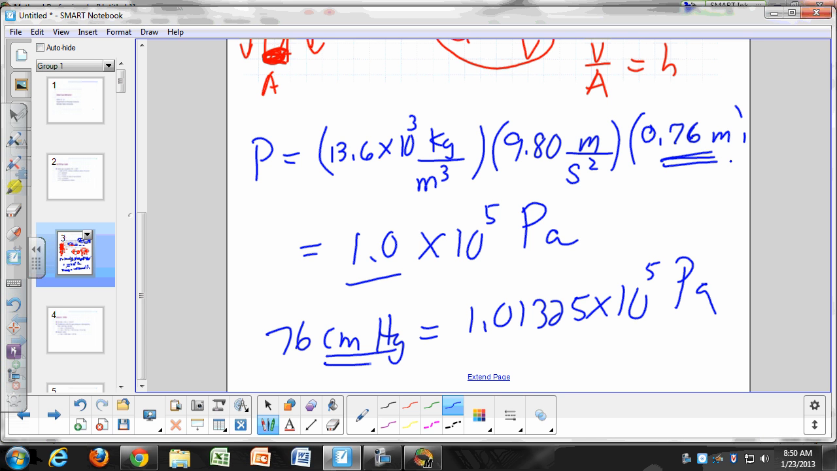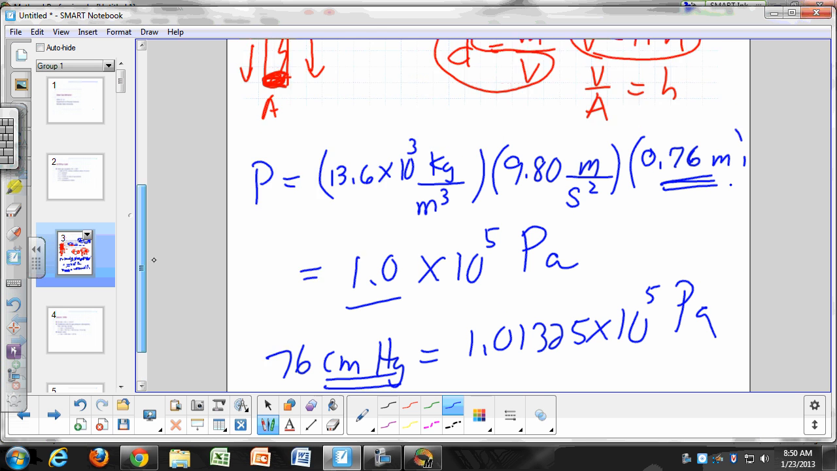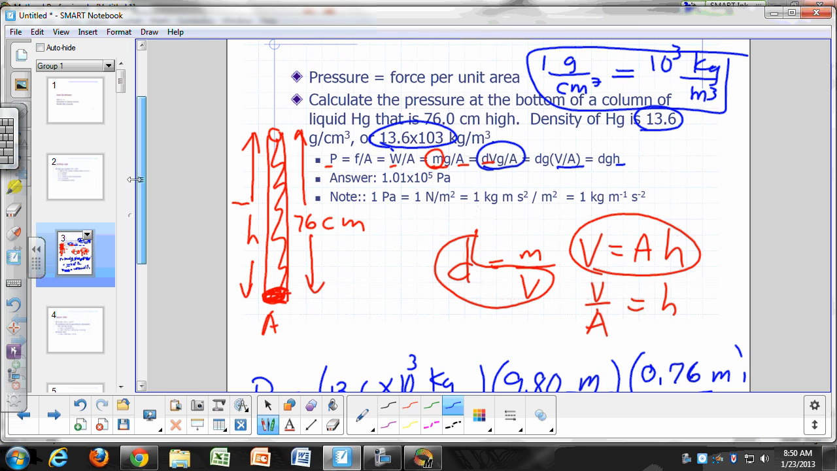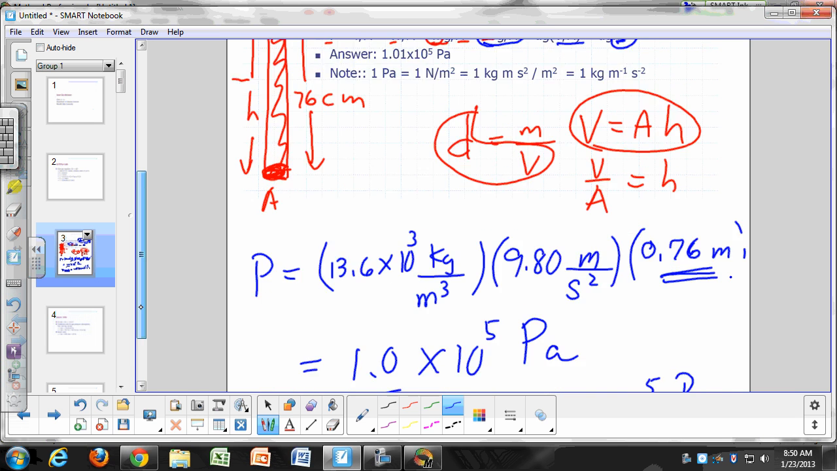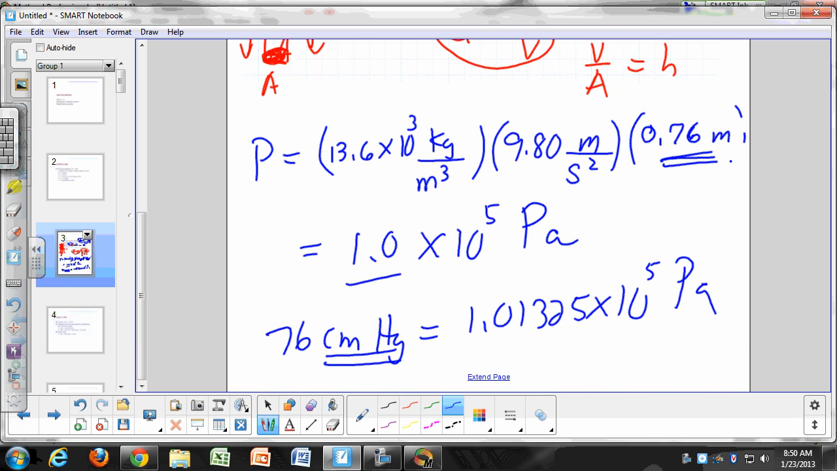Now, centimeter of mercury, you'll notice pressure is directly proportional to the height, right? So the taller the column, the higher the pressure. So the height of a column of mercury can be used as a unit of pressure. So you can use centimeters of mercury or millimeters of mercury. So 76 centimeters of mercury, that much pressure is equivalent to 1.01325 times 10 to the fifth Pascal. So that's the more precise value.